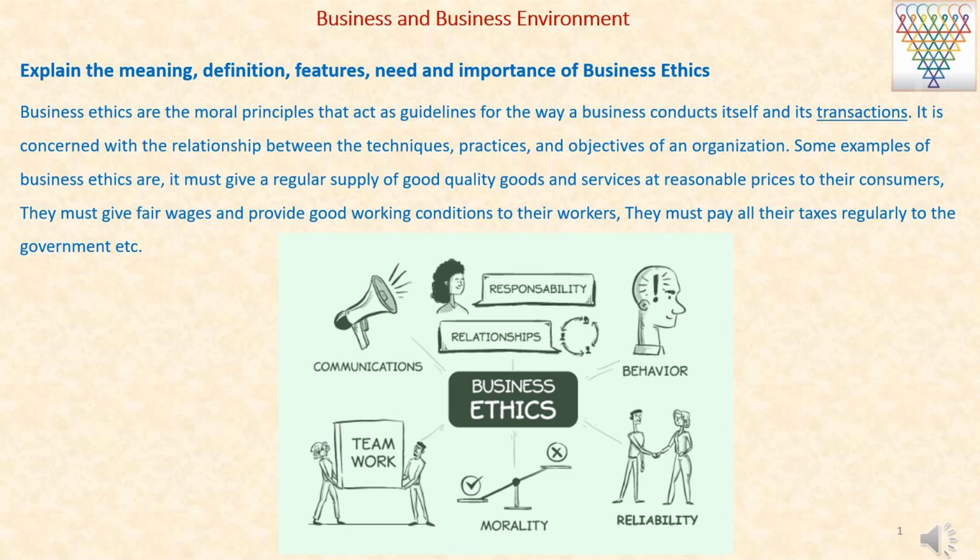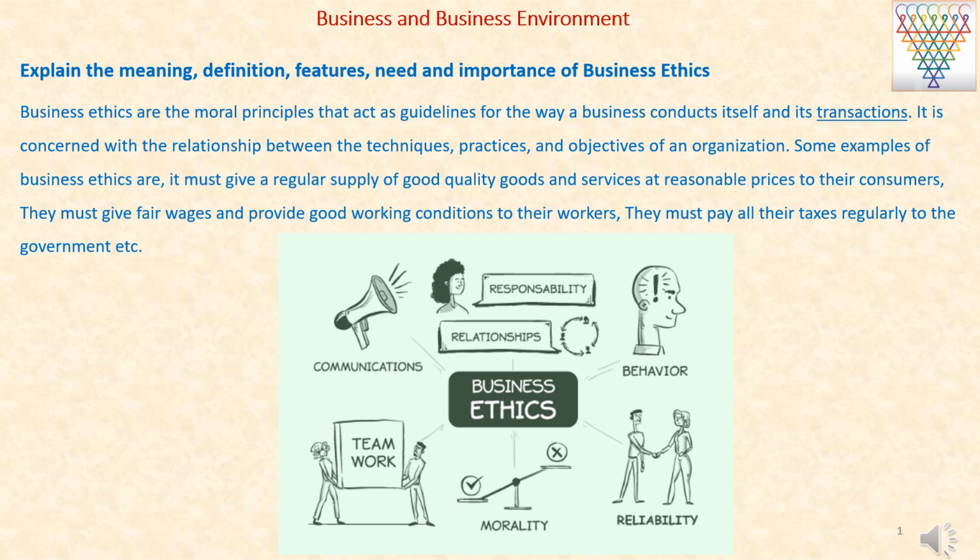Hi everyone. In this video, we will see the meaning, definition, features, need and importance of business ethics. Business ethics are the moral principles that act as guidelines for the way a business conducts itself and its transactions. It is connected with the relationship between the techniques, practices and objectives of an organization.